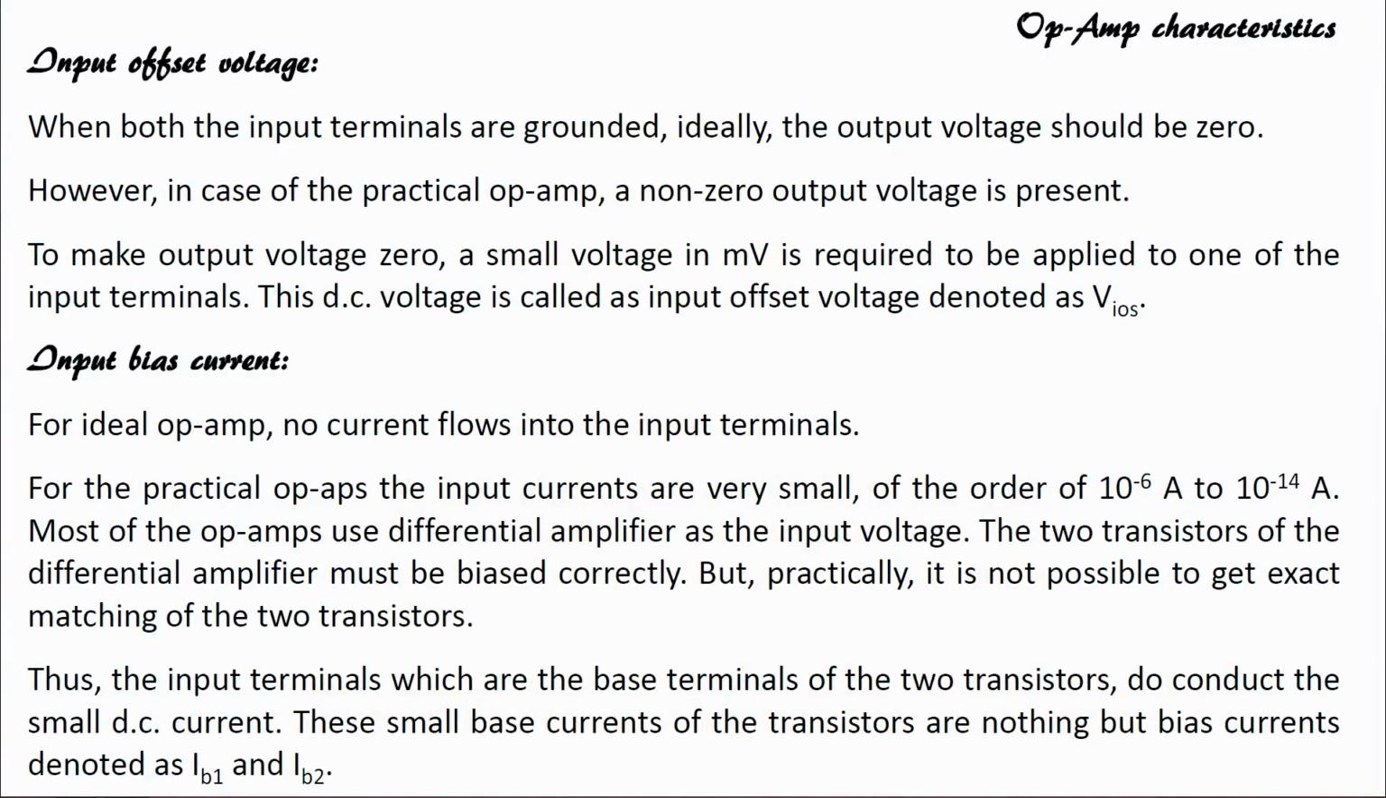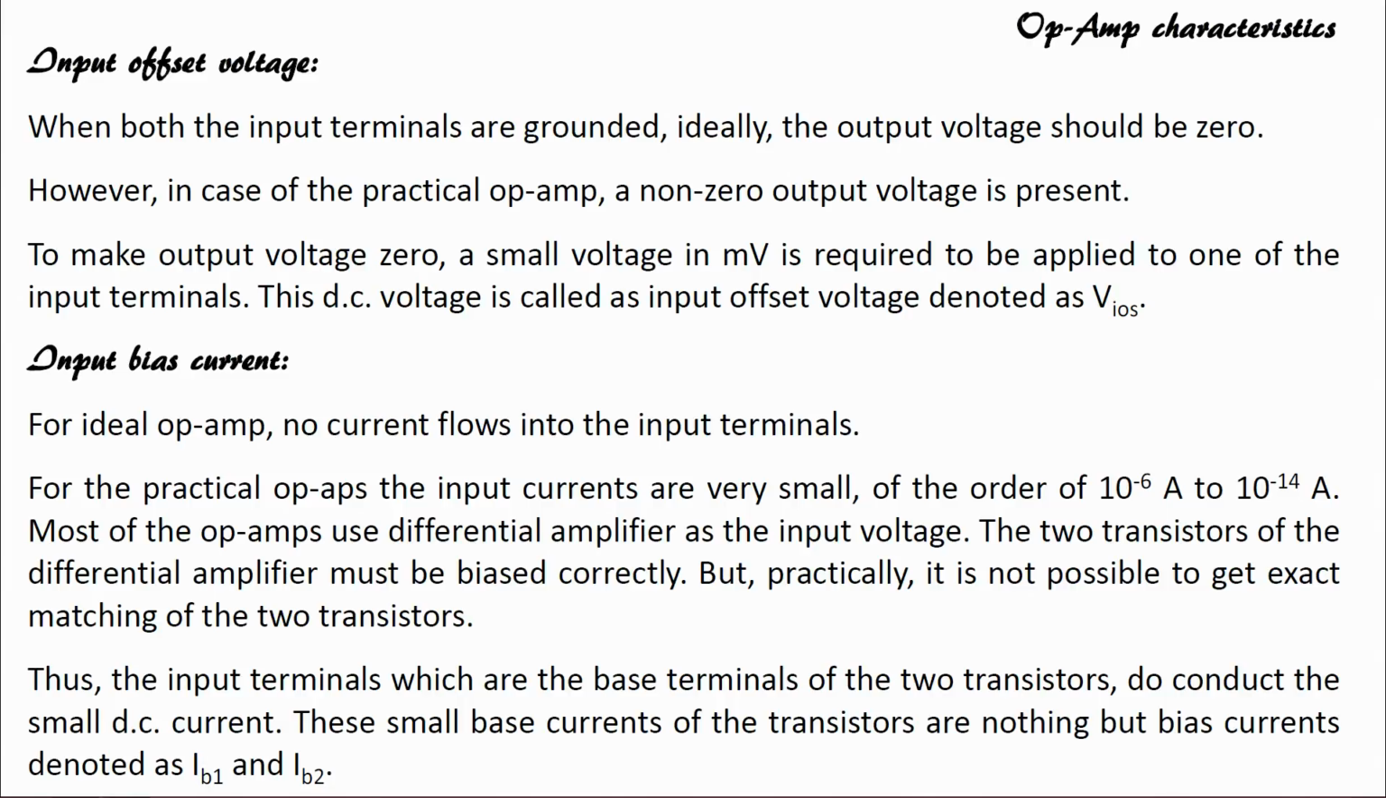In the same way, what is input bias current? If you come back on the screen, for an ideal operational amplifier, no current flows into the input terminals, right. But for practical op amps, you will see that the input currents are very small, around 10 raised to minus 6 to 10 raised to minus 14 ampere, right.